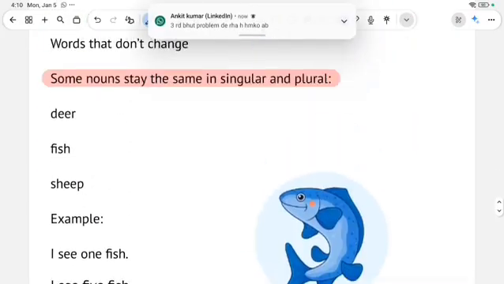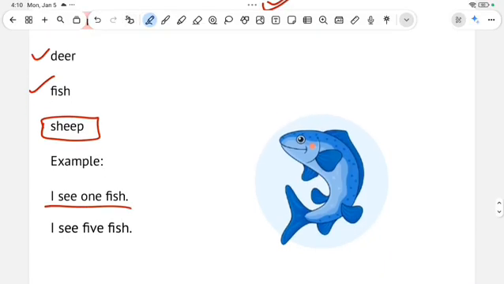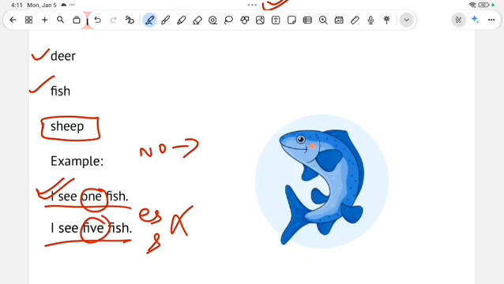And let me talk about this as well, that is words that don't change. See, in English grammar, there are some nouns that stay the same in singular and in plural form as well. First one is deer. Deer never changes. Just like sheep, I have shared earlier. Fish is also the same. Example, I see one fish. I see 5 fish. We don't have to add s, es, no. We just have to use fish. If there is one fish, we can use one fish. If there are more than one fish, we can use numbers to indicate it. Otherwise, we don't have to use s or es. Okay, I hope you are getting my point.